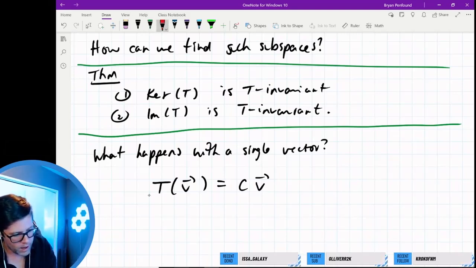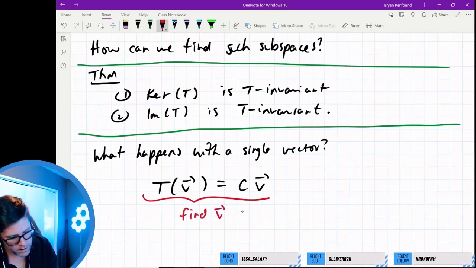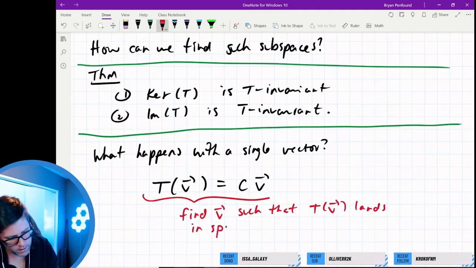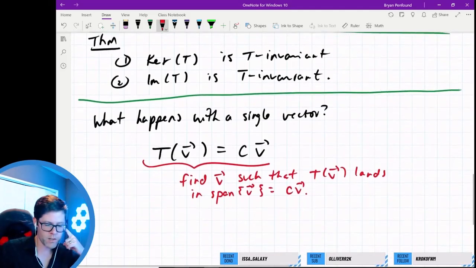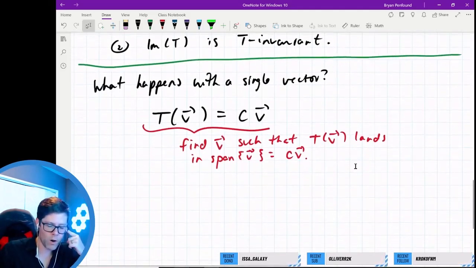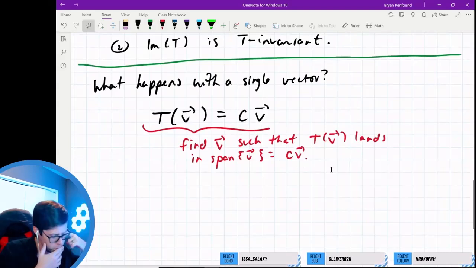So this is like, I want to find the vectors. So we're trying to find V such that T of V lands in the span of V, which we know is just all of the linear combinations of V. So this is kind of where we start. We're going to take a look at this equation and go, oh, okay, well, maybe I can find some vectors that do this, and what kind of properties do these vectors have?